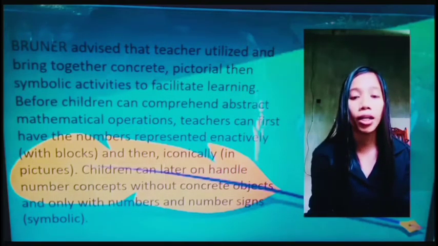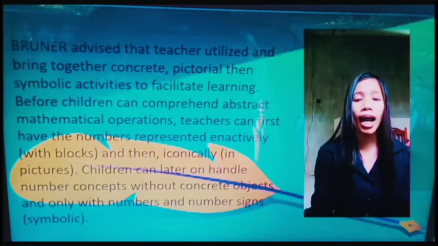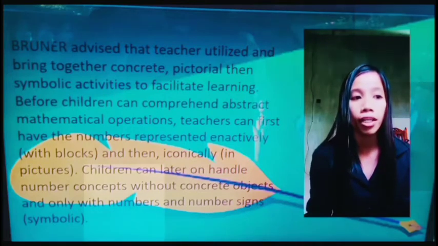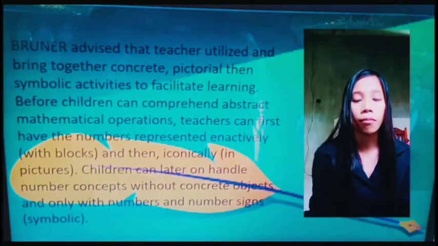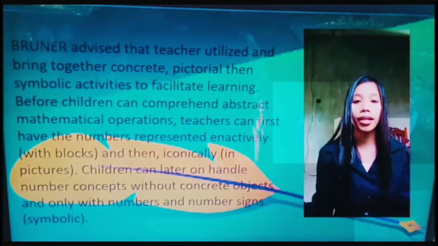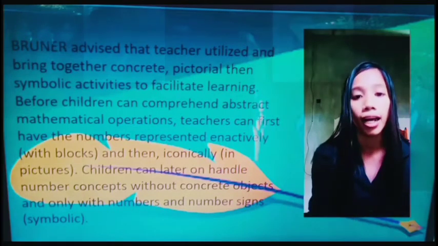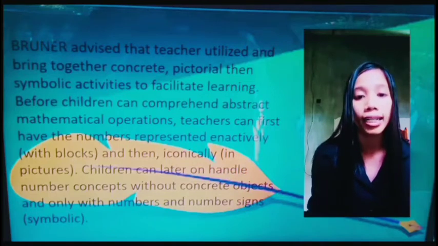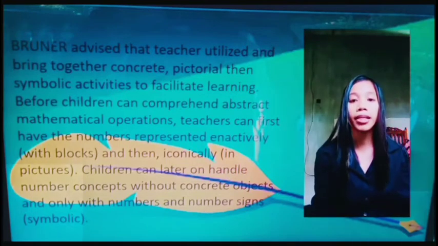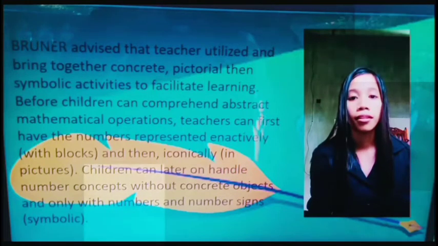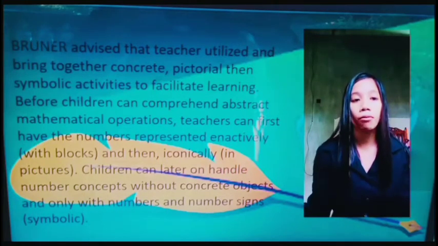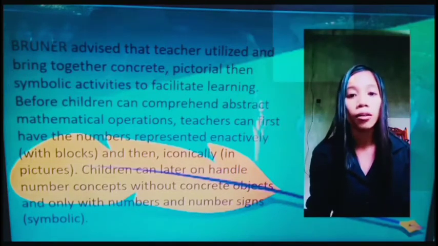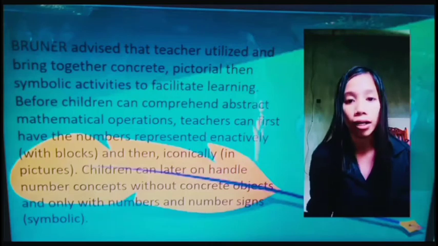At sa symbolic naman ay na-handle na ng mga bata ang mga bagay-bagay without concrete object, without number sign, na kung saan kung ano man sabihin ng mga guro ay mas nauunawaan nila. Pag sinabi ng mga guro, number 1, mas nauunawaan nila ito. At nabibigyan nila ito ng symbol. Pag sinabing number 1 ay isulat na nila ito. Dahil doon ay mas nauunawaan ng mga mag-aaral kung ano ba yung mga tinatalakay ng mga guro.